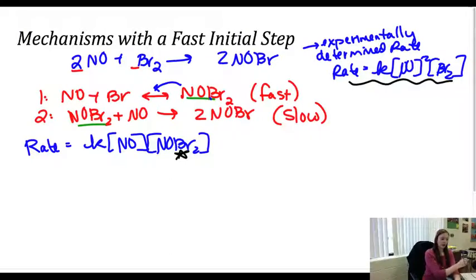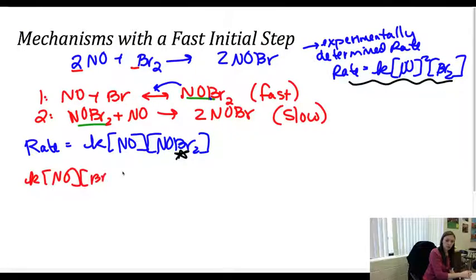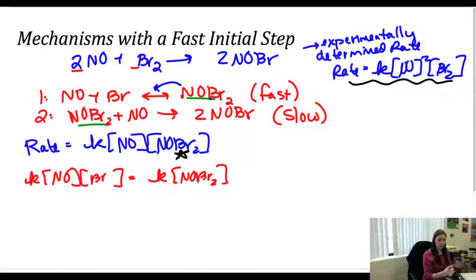Well, my forward and reverse reaction rates, if I'm at equilibrium, are going to be the same. So for my step number 1, k times NOBr is going to be equal to k times NOBr, since my forward and reverse reaction rates are the same. I'm at equilibrium. So what we're going to do is actually solve for this. I'm going to get rid of this on the right side and divide by it. Now I've got this stuff that I know that I can actually plug in here.